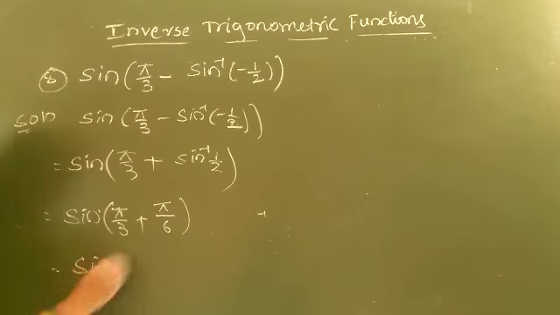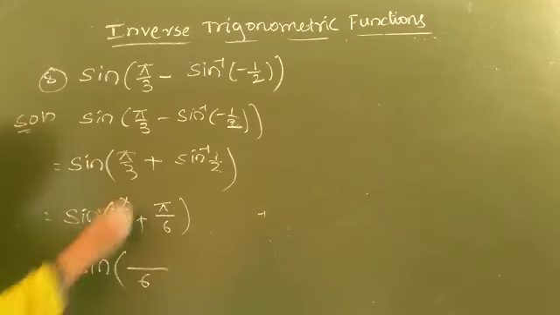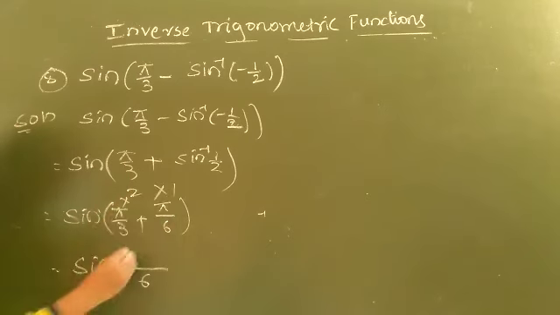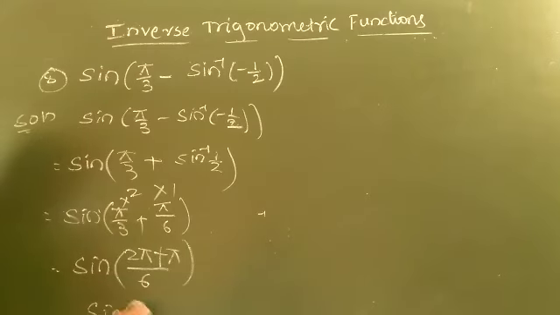Sine. Here, how many are there? 2 terms are there in the bracket. So, we will take LCM. Here multiply by 2. Here multiply by 1. 2 pi plus pi is equal to sine of 2 pi plus pi, 3 pi by 6, is equal to 3 1s are 3, 2 3s are 6. What you get? Sine pi by 2. Sine pi by 2 value is 1. It is the answer.